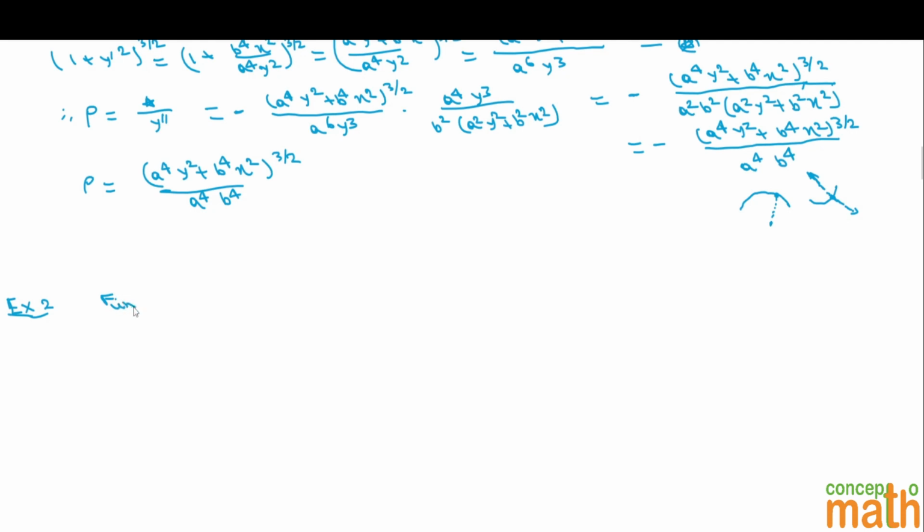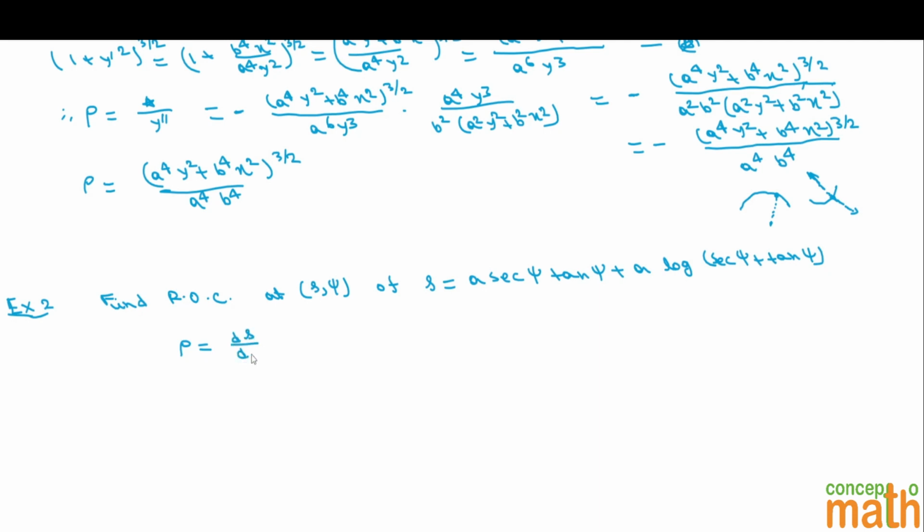Find the radius of curvature at the point (s, psi) of the curve of which the intrinsic equation is given as s is equal to a sec psi tan psi plus a log of (sec psi plus tan psi). Okay, so this is the easiest one. In this case, directly the radius of curvature rho is nothing but ds by d psi.